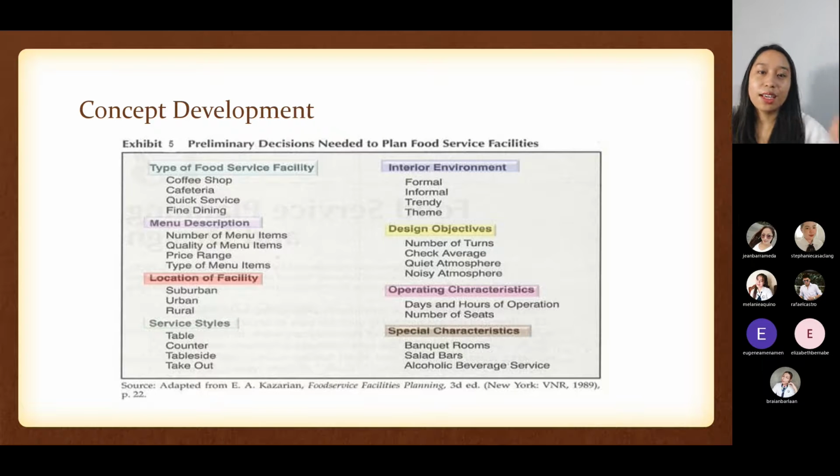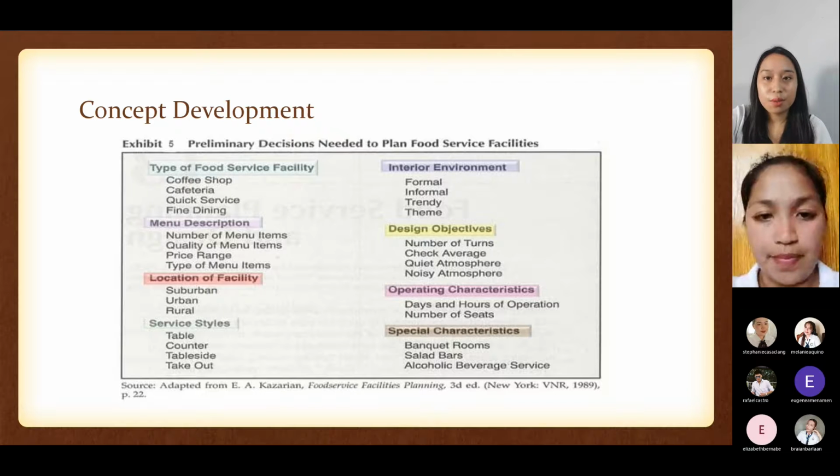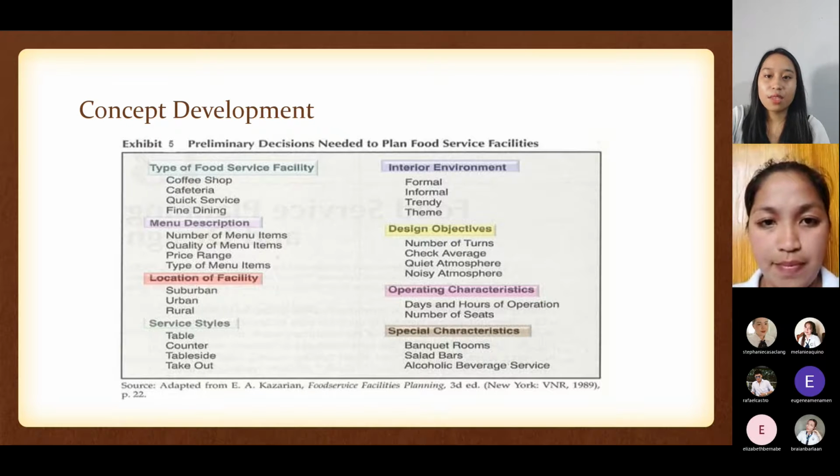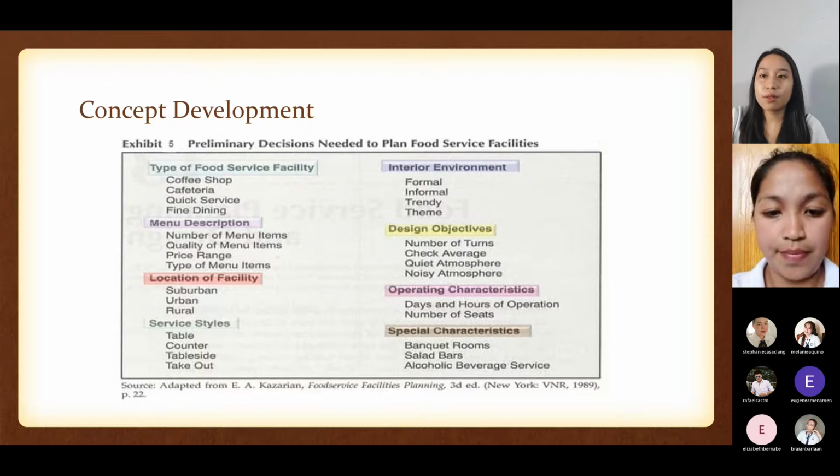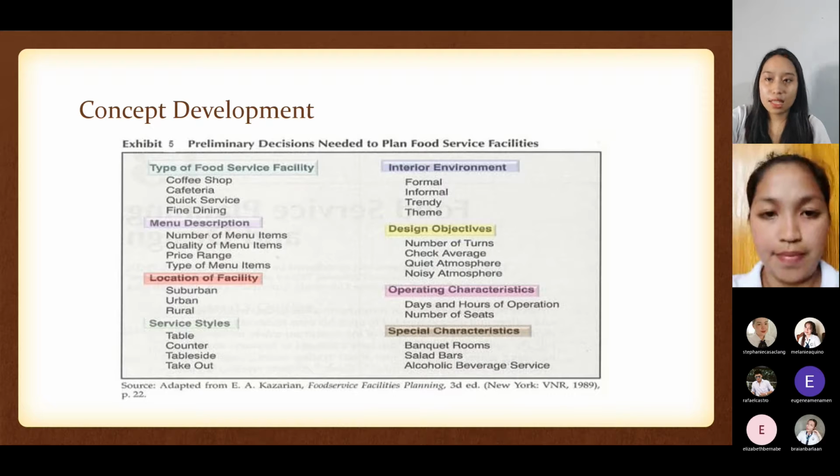Good morning, everyone. I am Angelica Austria, and I will discuss the concept development. We have here the type of food service facility: coffee shop, cafeteria, quick service, fine dining. In menu description, we have number of menu items, quality of menu items, price range, type of menu items. In location facility, we have suburban, urban, and rural. In service styles, we have table, counter, table side, and takeout. In interior environment, we have formal, informal, trendy, and theme.